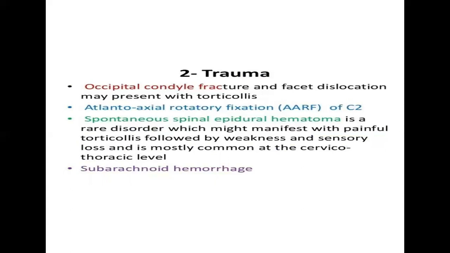Second, trauma. Occipital condyle fractures and facet dislocation may present with torticollis. Atlantoaxial rotatory fixation of C2. Spontaneous spinal epidural hematoma is a rare disorder which might manifest with painful torticollis followed by weakness and sensory loss and is most commonly at the cervicothoracic level. Subarachnoid hemorrhage.